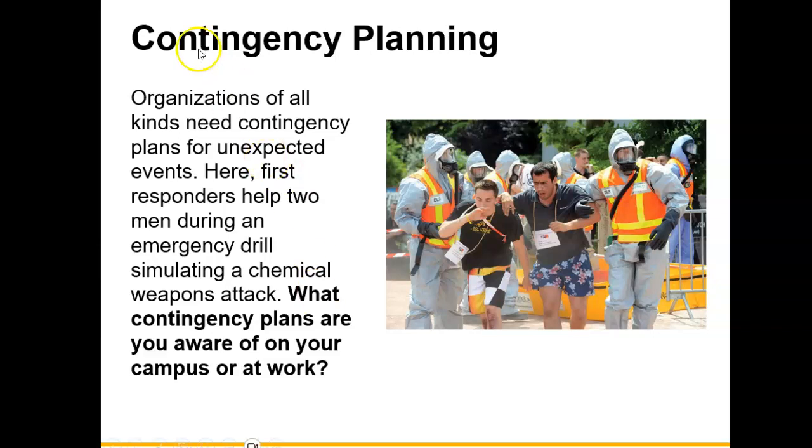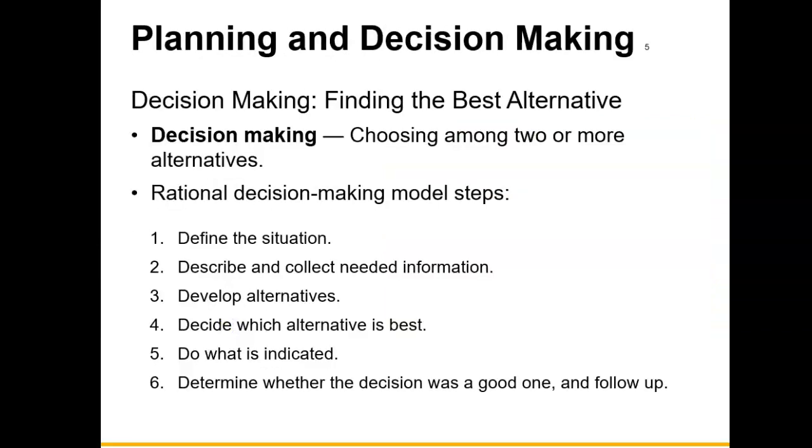Okay? So, with a contingency plan again, in organizations of all kinds, there could always be some unexpected events. So here we have first responders helping 2 men during an emergency drill simulating a chemical weapons attack. So, does your employer or school have a contingency plan? I know that we often will have fire drills. That's a contingency plan saying that if something unexpected happens or if there's an armed intruder, we have those drills so that we know what to do if those situations are to arise.